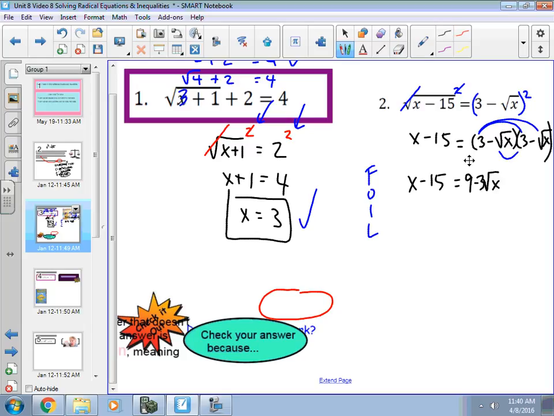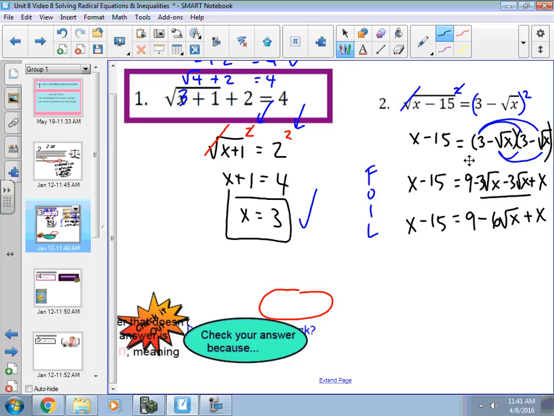The inside ones would be minus another 3 square roots of x. And then the last ones, negative times a negative, it's going to be positive plus. And then square root of x times square root of x would be square root of x squared, which is just x. So simplifying this out now, we got x minus 15. Looks like these are like terms here. So that'd be minus 6 square roots of x.